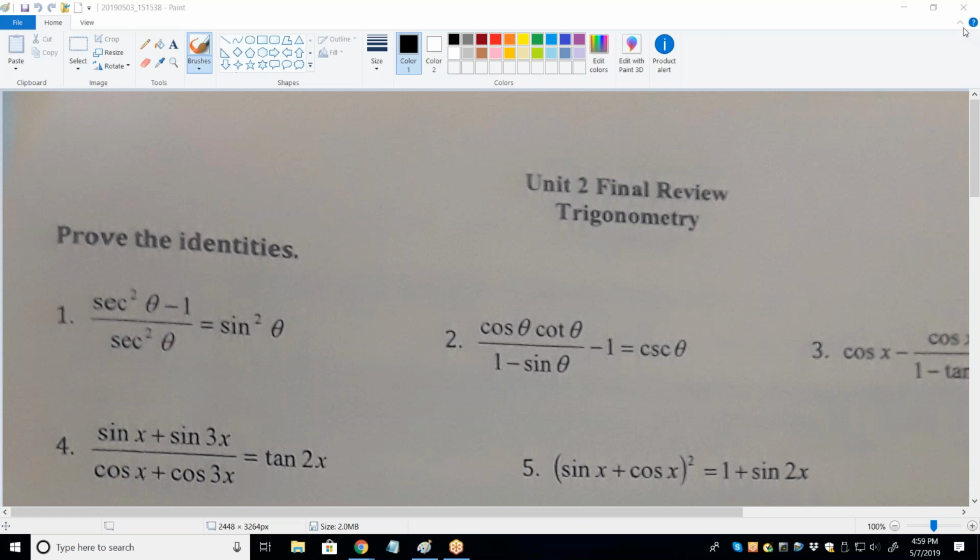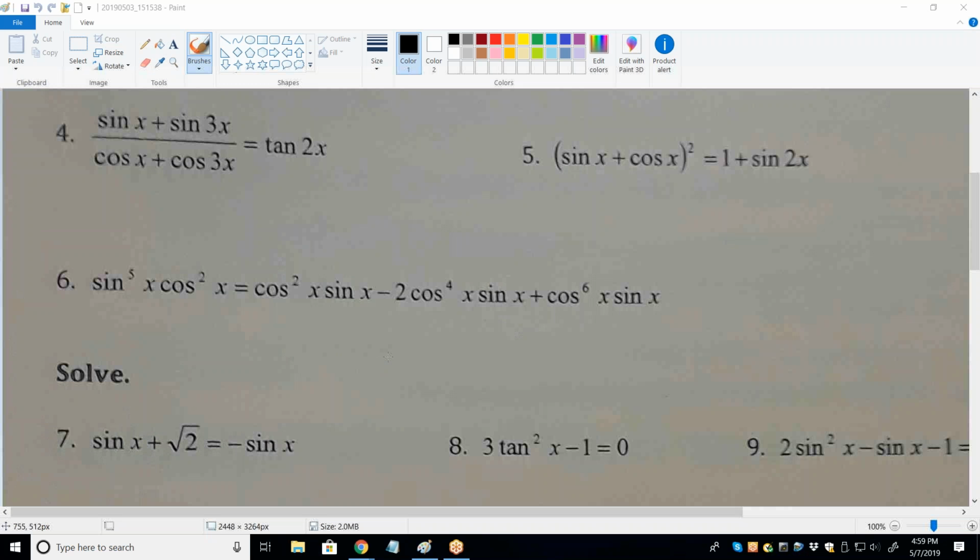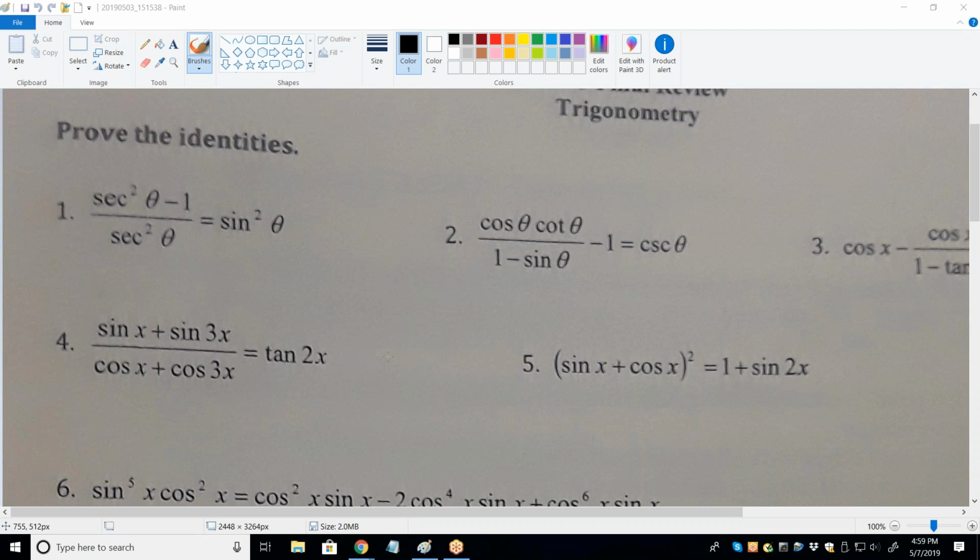And I'm looking at them, they're all relatively hard. Do you know how to do all of them, or should we just begin at one? I figured out how to do one, but I'm stuck on two. All right, let's look at two.